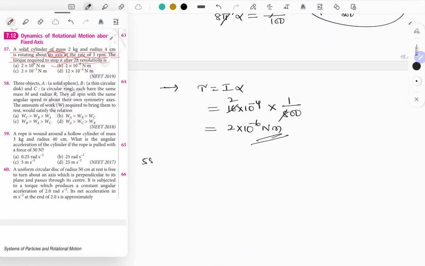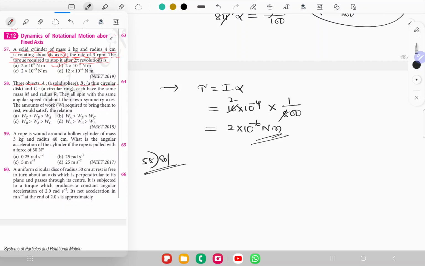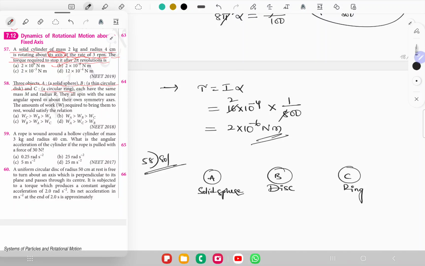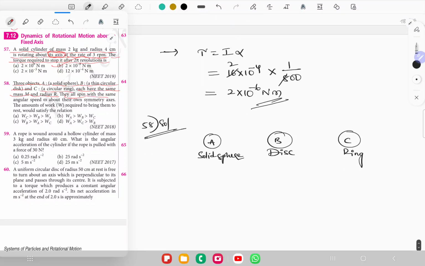Next, question number 58. Let's see how to solve this question. Three objects: a solid sphere, a thin circular disc, and a ring. So A, B, C. First one is solid sphere. Next one is circular disc. Next, ring. Super. So what is the question they're asking? Try to observe that. Each has the same mass and radius. Super. They all spin with the same angular speed omega about their own symmetric axis.